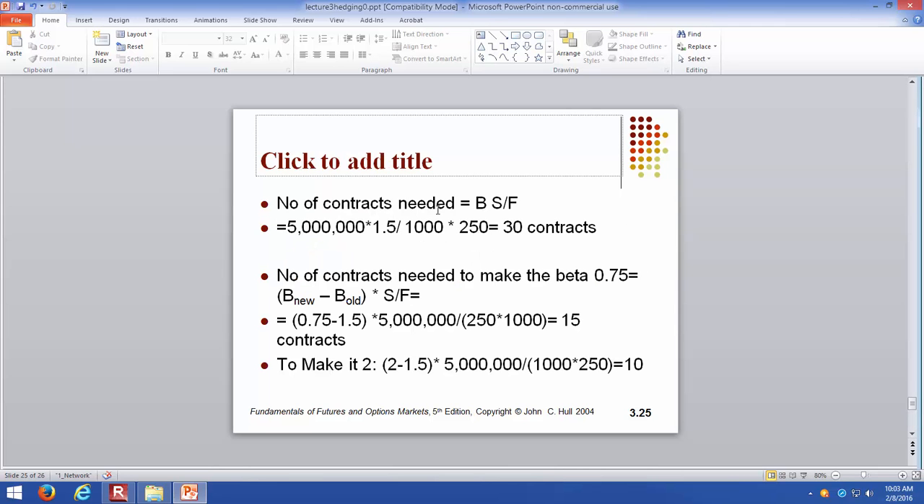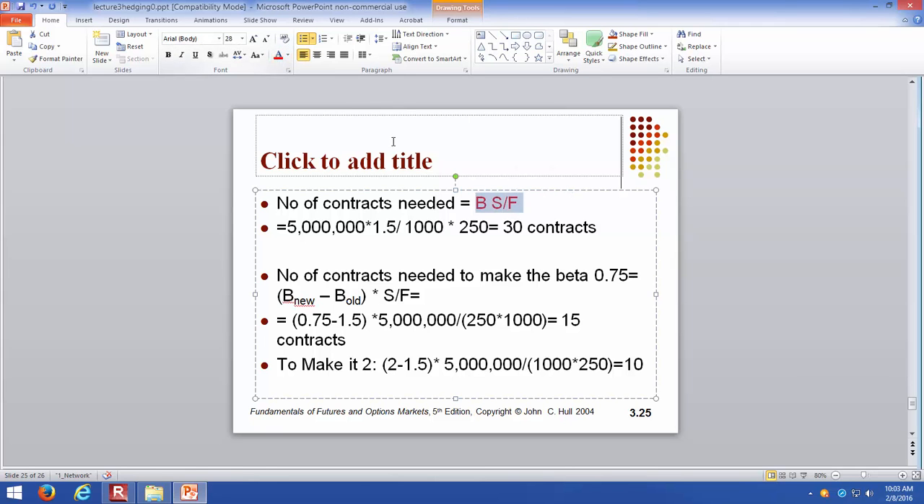So basically, the formula we want to use is, the first time we are assuming that we want to hedge completely. And if you want to hedge completely, that is given by beta S over F. So the beta of the portfolio, which is 1.5, times the market value of the portfolio, which is 5 million, divided by 1,000 times 250. So where do we get the 1,000? 1,000 is the level of the index and 250 is a multiplier. For different types of contracts, there are different multipliers, and here it's 250. So what that tells you is that you have to sell 30 contracts.